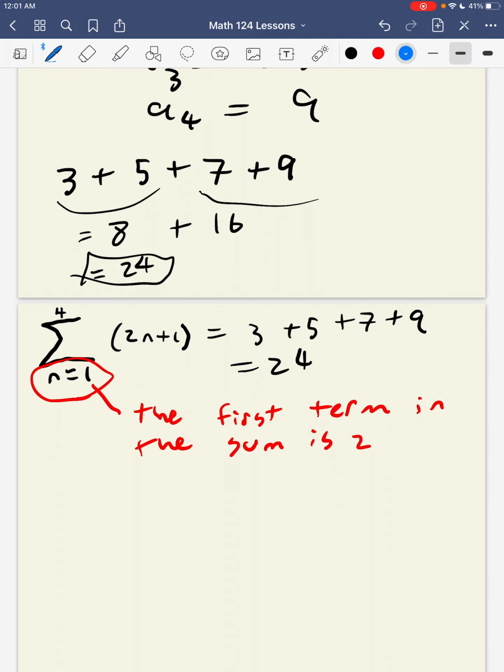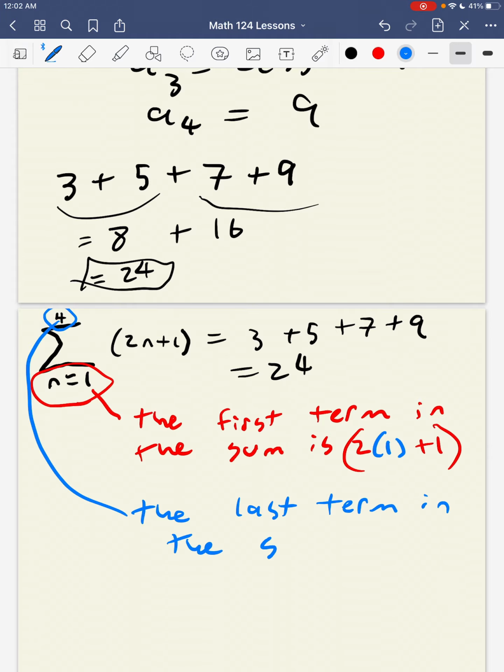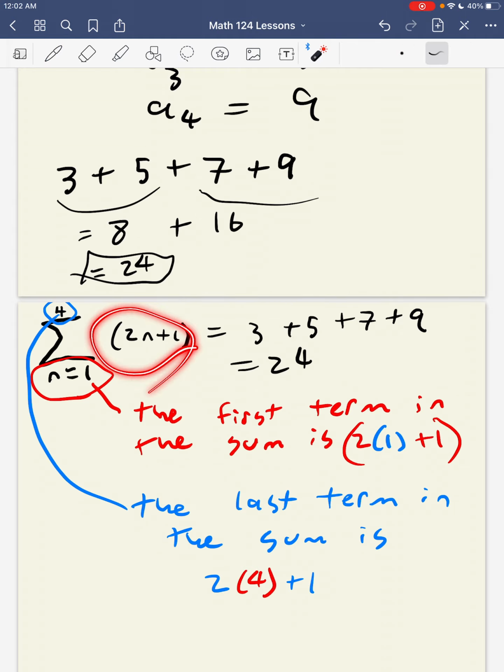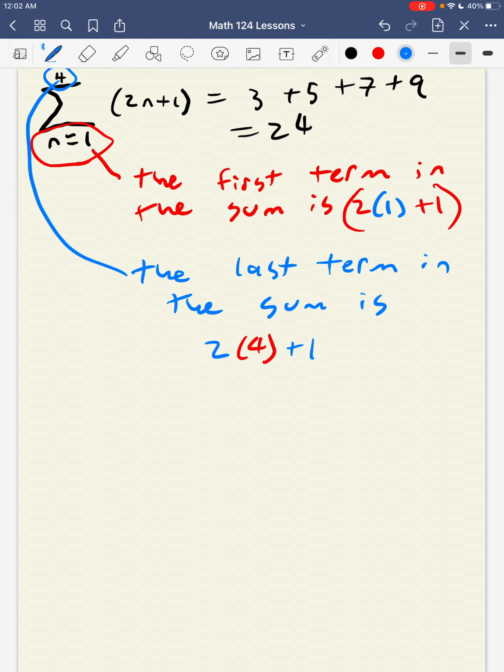Is 2 times 1 plus 1, right? Then this 4 on the top means the last term in the sum is 2 times 4 plus 1. Right, and the reason we were plugging into 2n plus 1 is because we wrote that right there. Okay, so let me give you a few more examples now using this sigma notation.